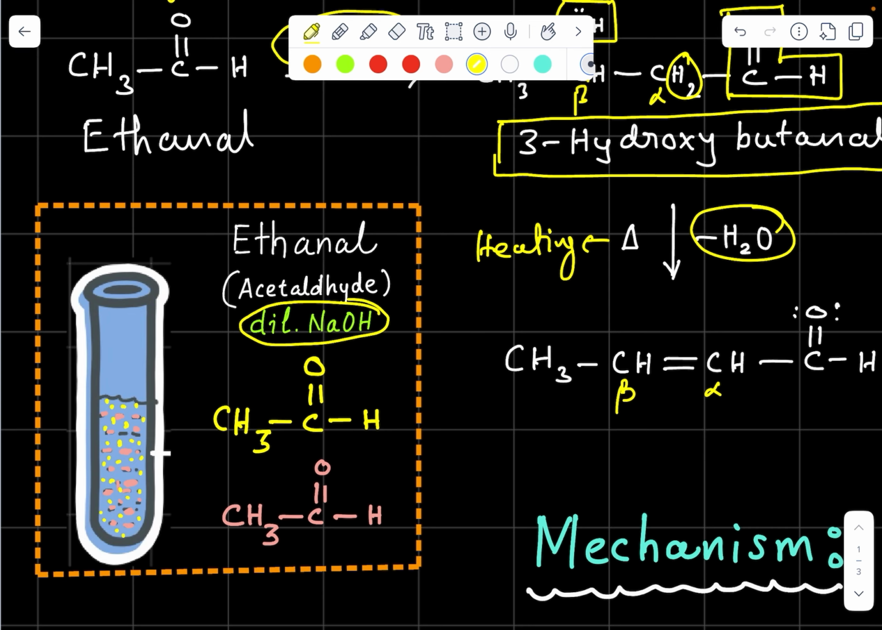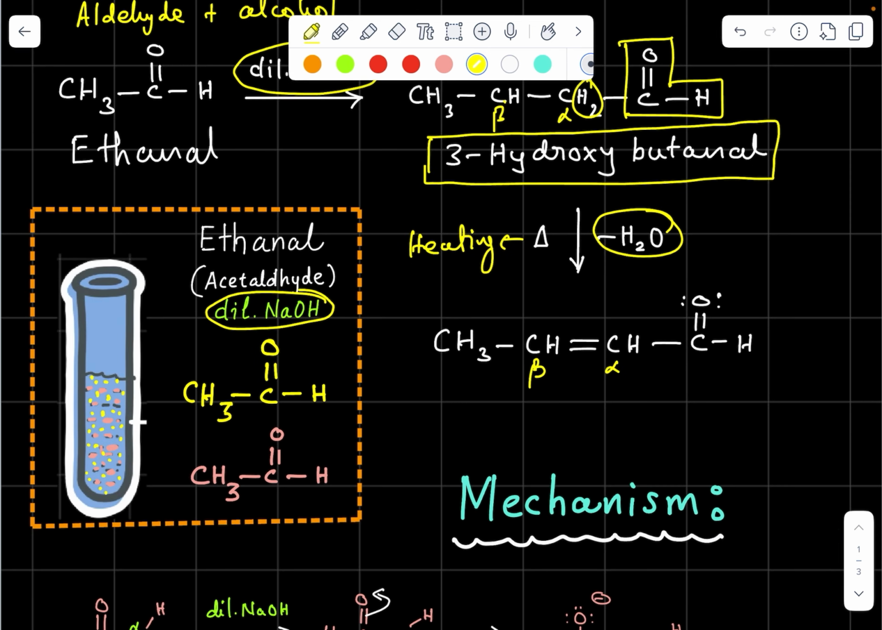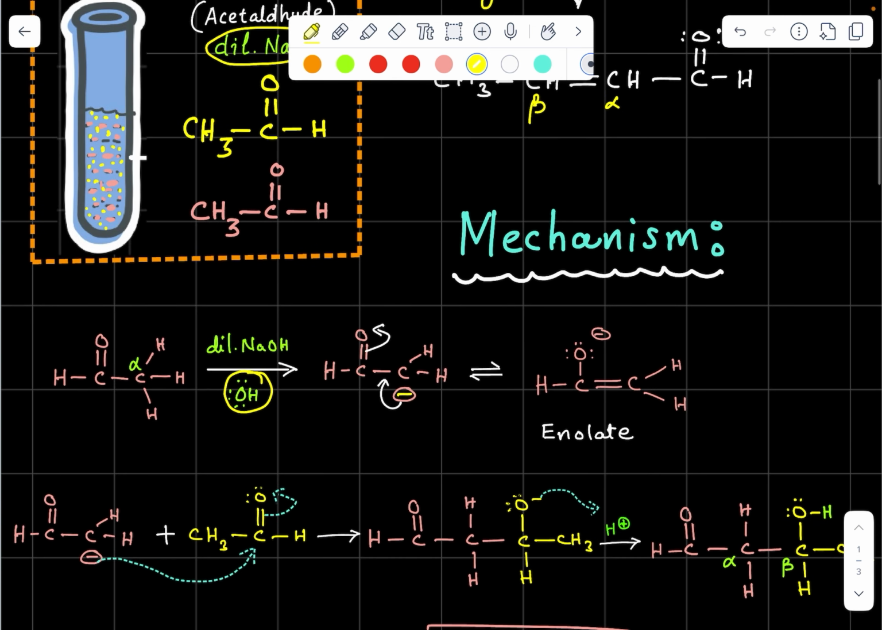Now I just explain from the mechanism point of view. What is step number 1? Step number 1 is the formation of enolate, I mean the formation of the nucleophile, the nucleophile of the enolate. So what is meant by enolate? Enolate is derived from the enol.